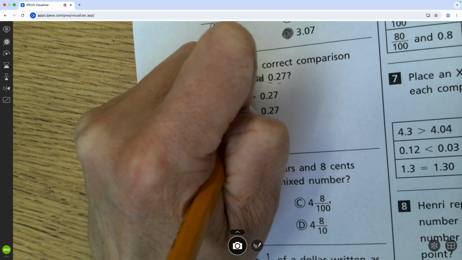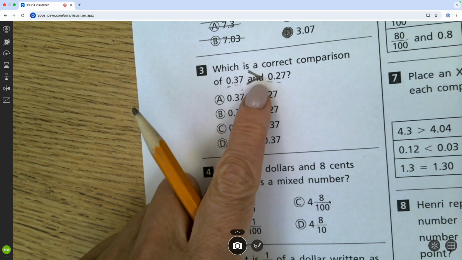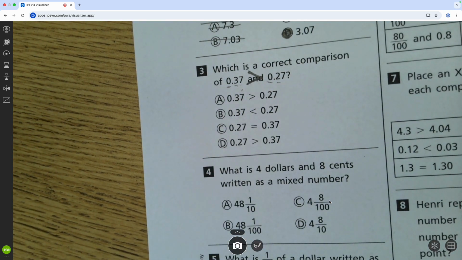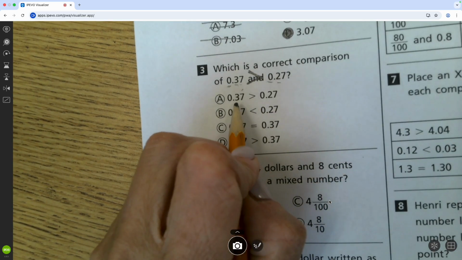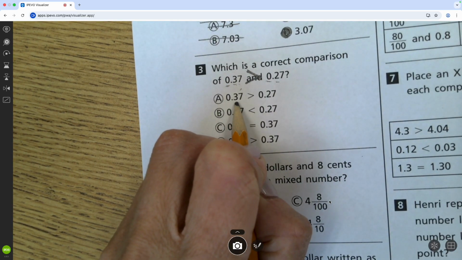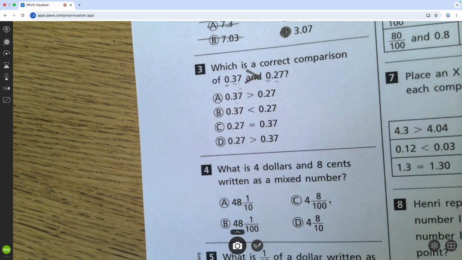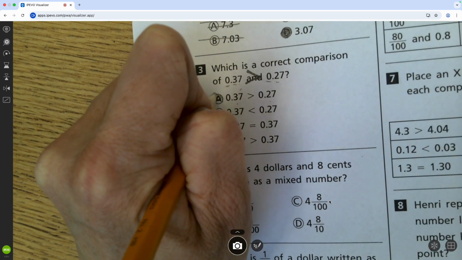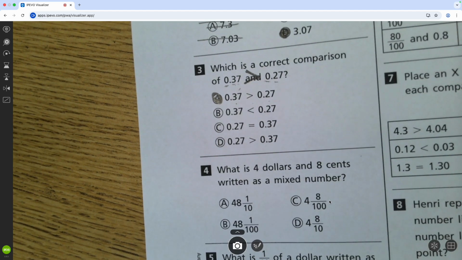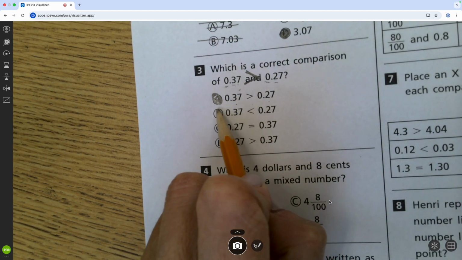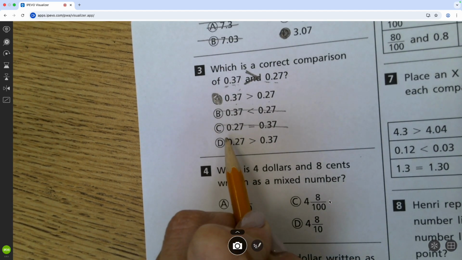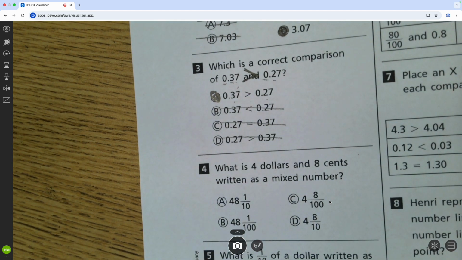So I'm going to make my symbol, okay? And now I'm going to look through. And I look right at the first one. 37 hundredths is greater than 27 hundredths. Voila. And if you want to be extra careful, you can go through and eliminate, okay?